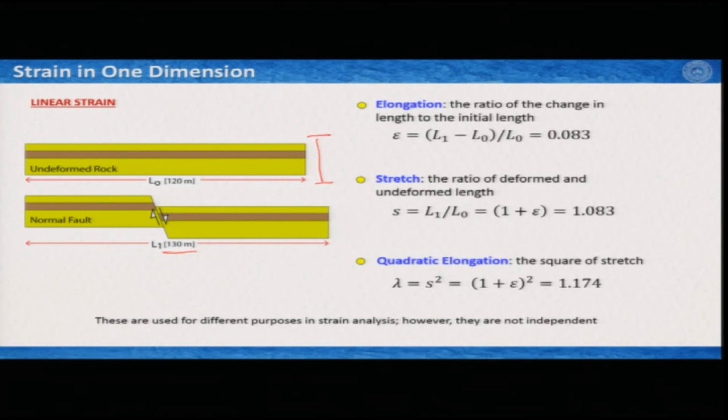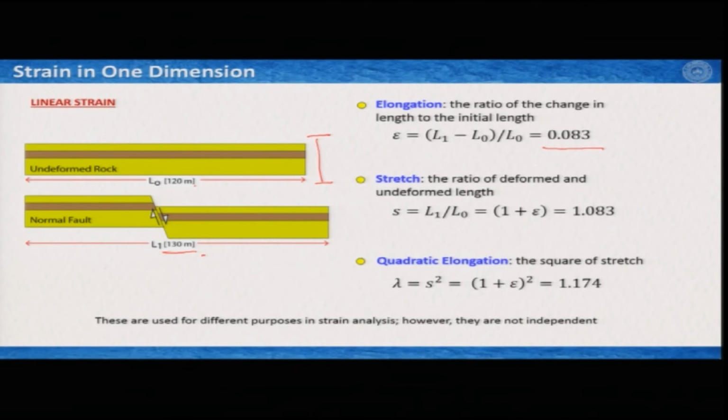Now how to describe or how to quantify the strain? One parameter, as I said, is elongation, which is the ratio of the change in length to the initial length. And if we calculate this for these values which are given here, it would be 0.083. As it is a ratio of two length parameters, it is dimensionless.